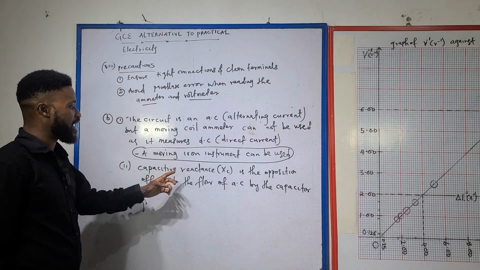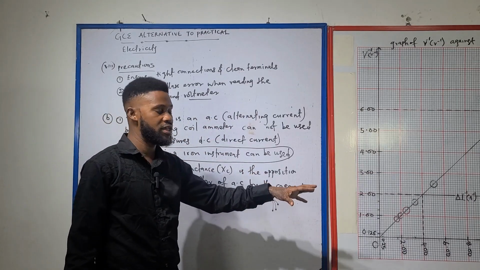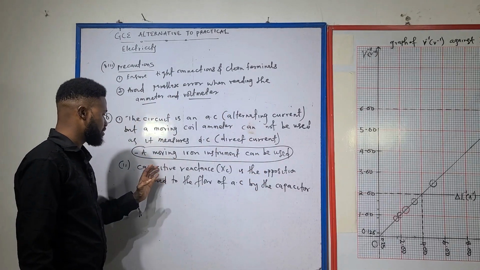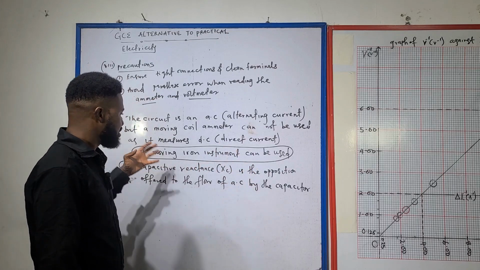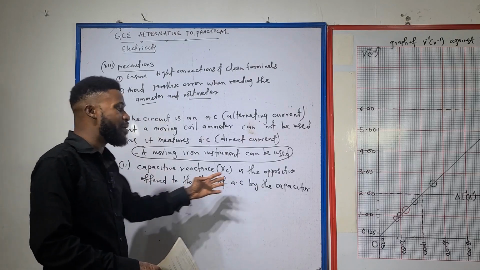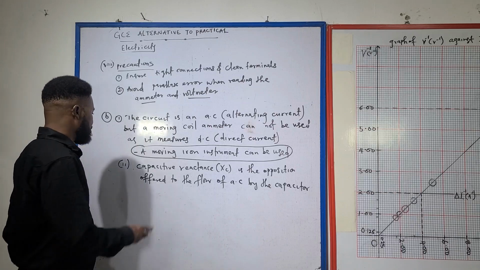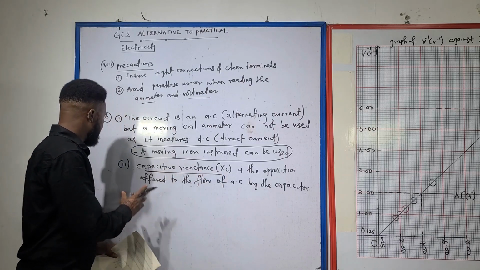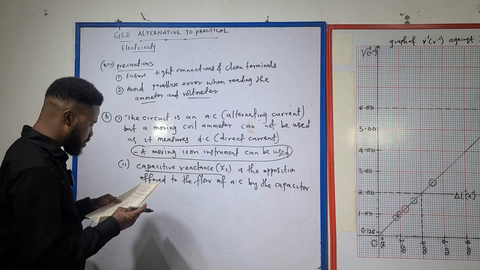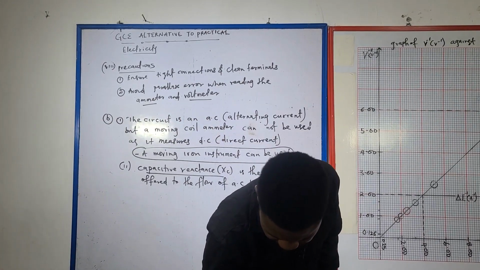Now, capacitive reactance, XC, is the opposition to the flow of the alternating current by the capacitor. Think about it: it offers opposition to the flow of the alternating current, but this time by the capacitor. That is why we call it capacitive reactance. The second part of this Roman figure 2, we were told to write down an expression for the reactance.